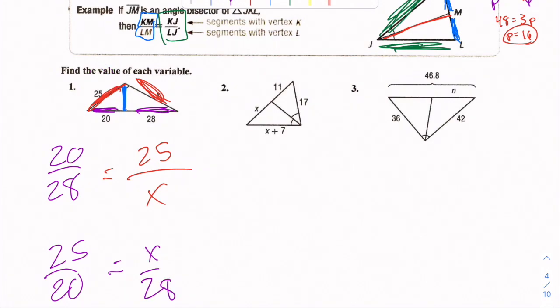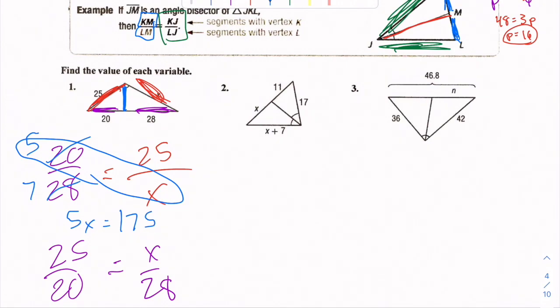x over 28. Okay, if you solve for these proportionally, you should get the same answer. 5 and 7, right? Cross multiply. 5x equals 7 times 25, which is 175. Divide by 5, you should get x equals 35, okay? Boom.